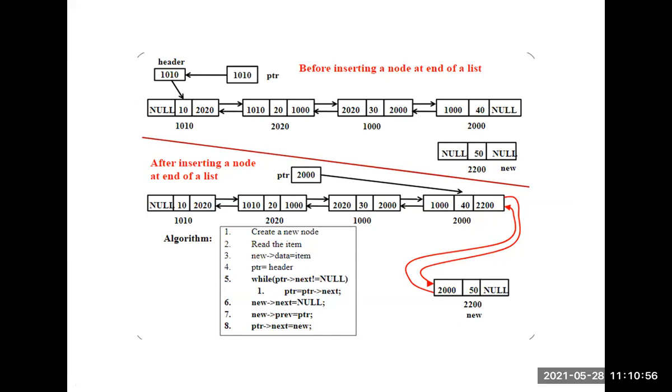If I want to insert the new node at the last, the rear end, this address is stored here. This part we call ptr. So ptr of right link equal to head.